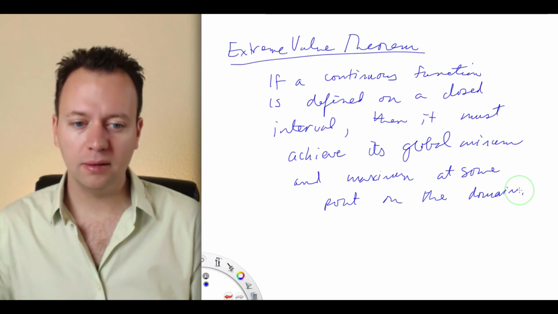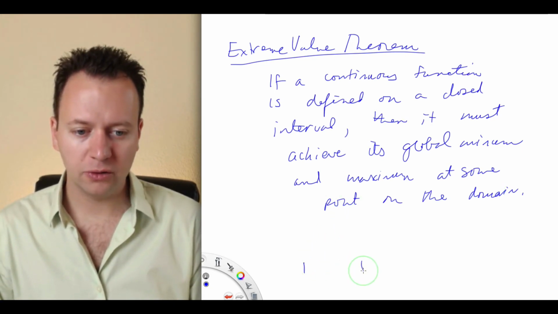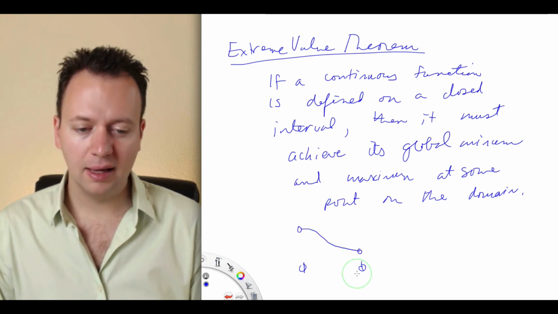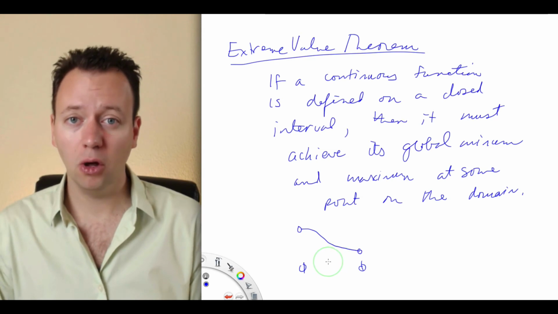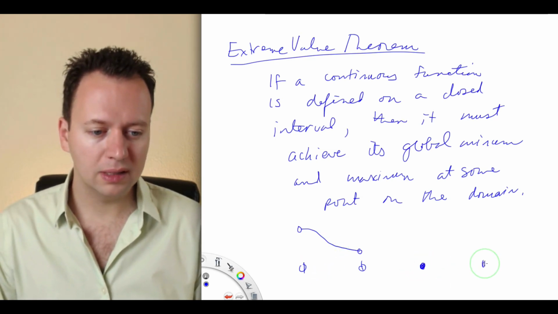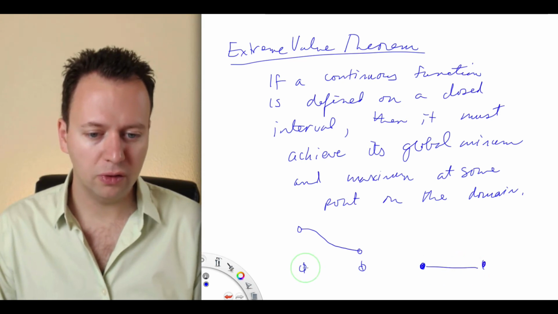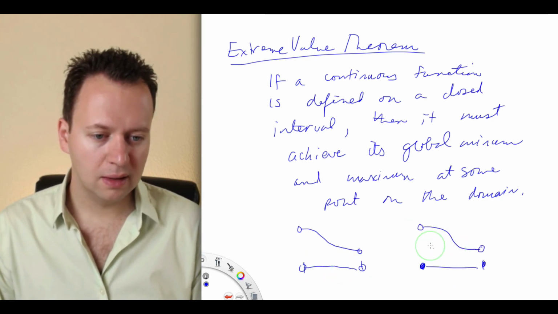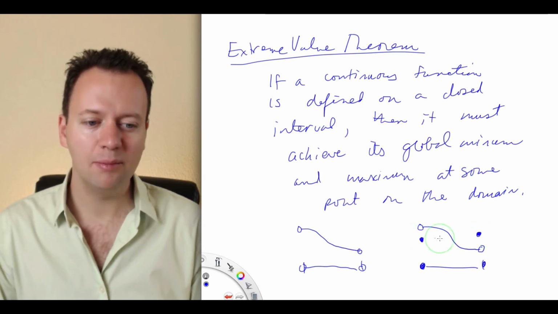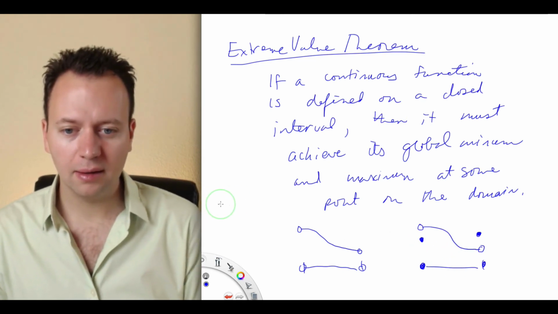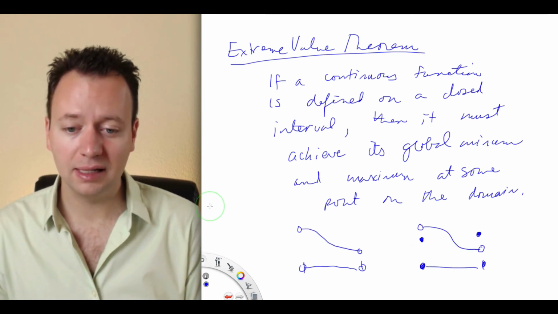If it's an open interval, well, we saw what happens with an open interval. We can have a function that doesn't have any extrema at all, local or global. And if we define it on a closed interval, we can still do the same sort of thing where we just make the function discontinuous at the endpoints, so it's not continuous. Or maybe we can do something that's discontinuous somewhere in between.